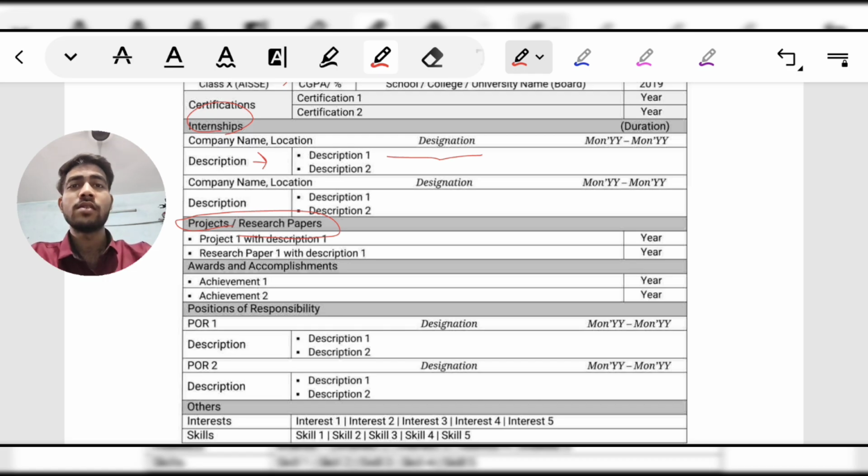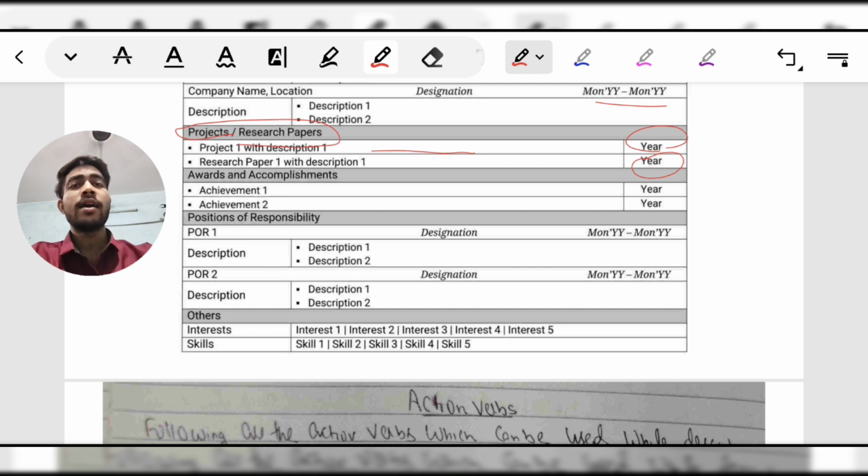Write what projects you did during college or in any company, and what your research papers are. Also write the descriptions and mention the years in which you did the projects and internships, including the period of the internship. And suppose in your university you have various societies where you hold a position of responsibility, like marketing head, finance head, event management team, PR and sponsorship teams.